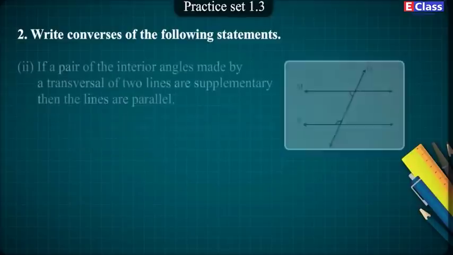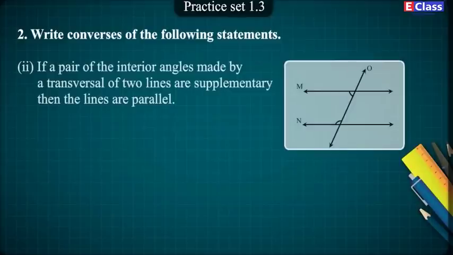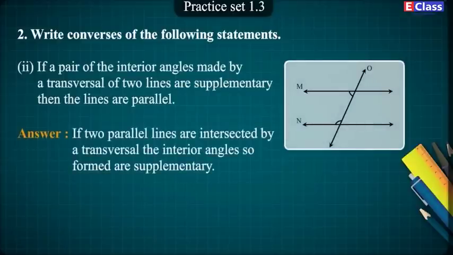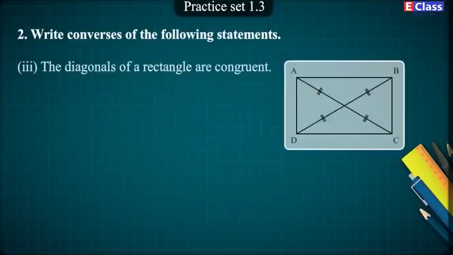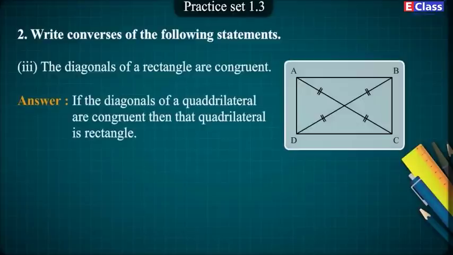2. If a pair of the interior angles made by a transversal of two lines are supplementary, then the lines are parallel. Answer: if two parallel lines are intersected by a transversal, the interior angles so formed are supplementary. 3. The diagonals of a rectangle are congruent. Answer: if the diagonals of a quadrilateral are congruent, then that quadrilateral is a rectangle.